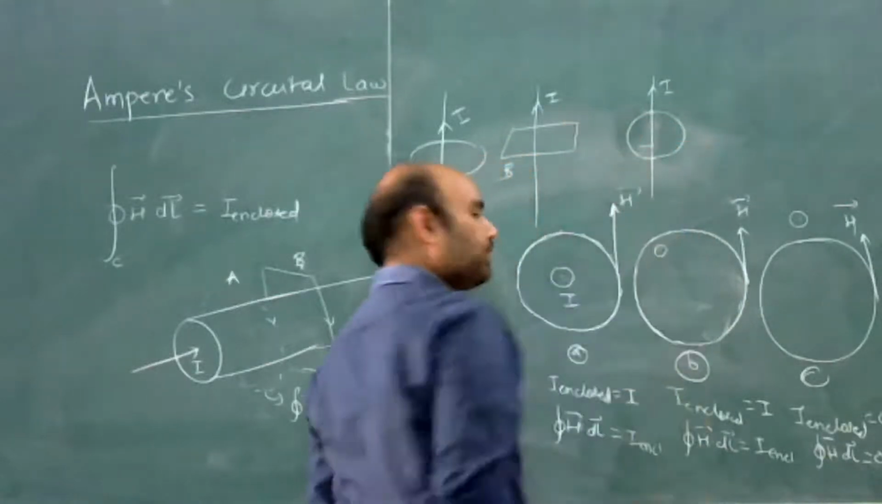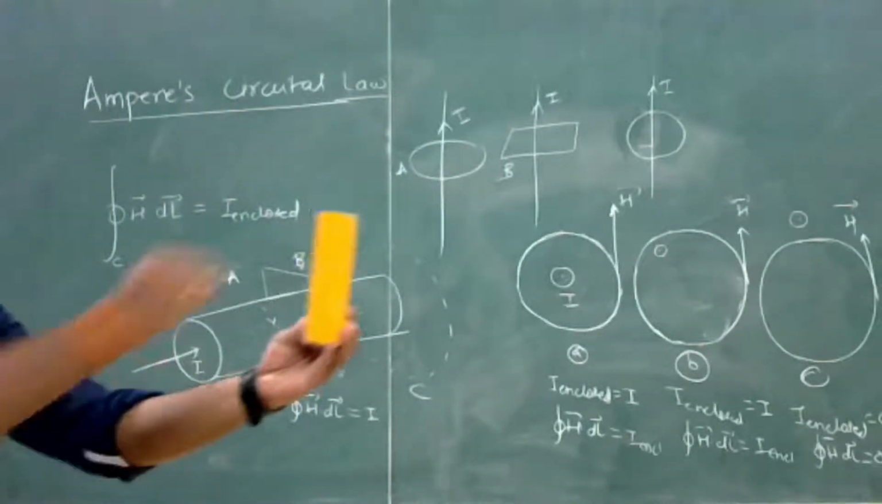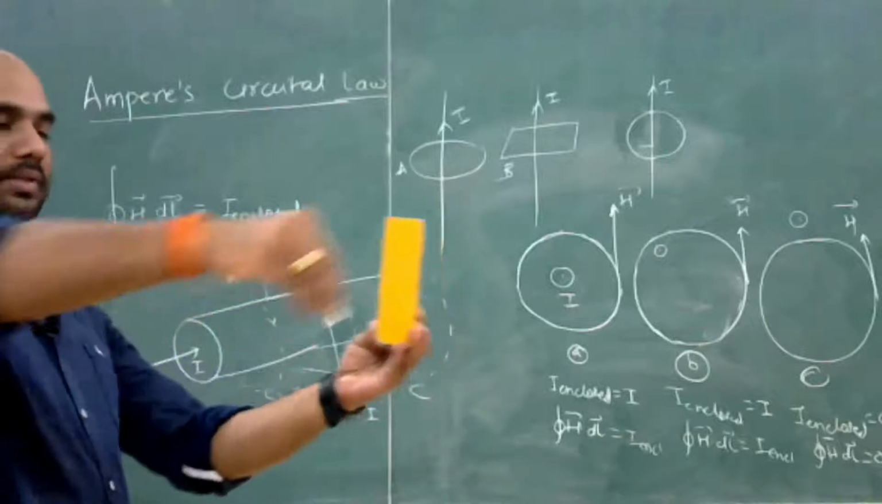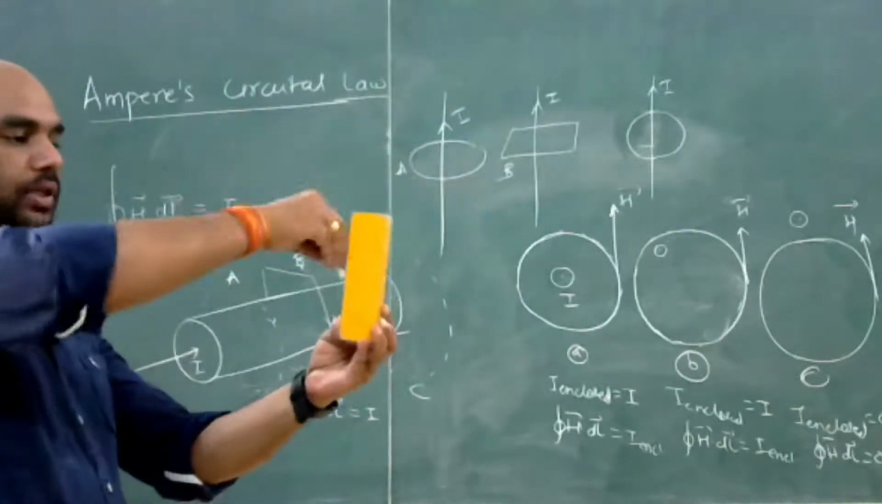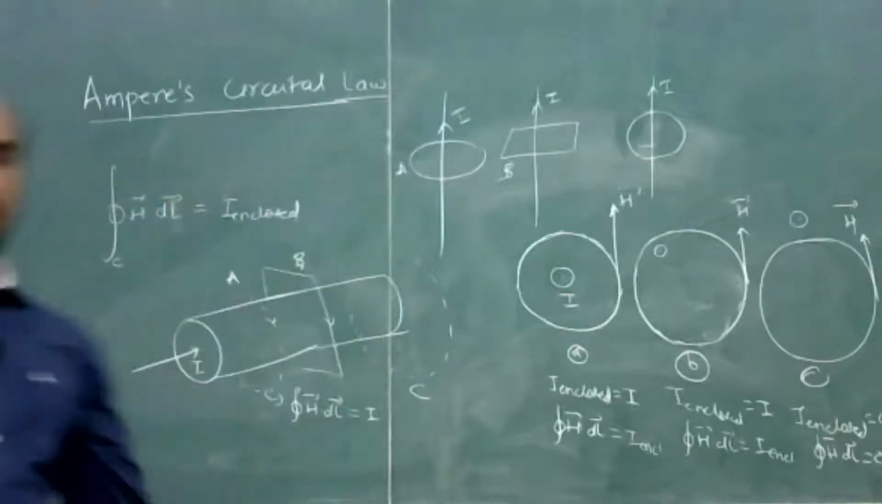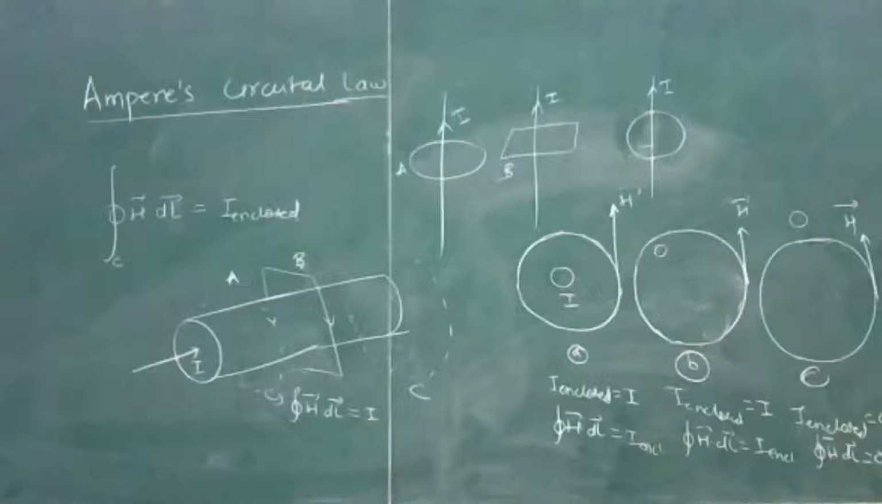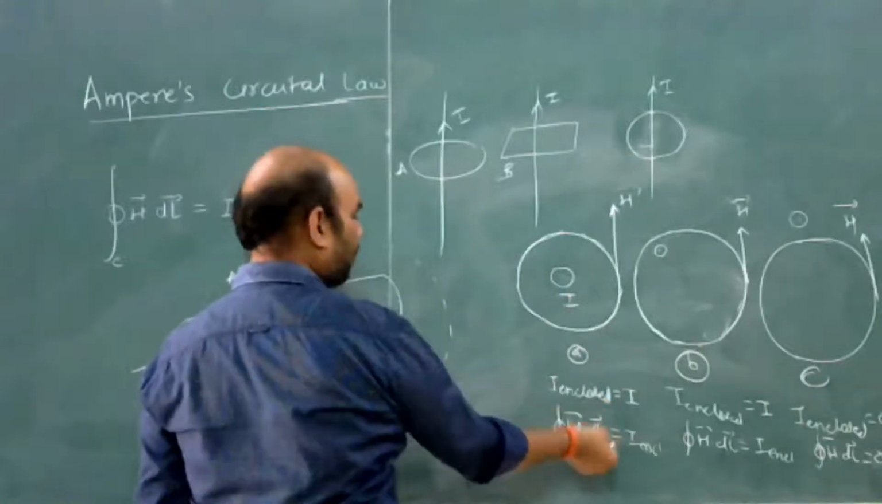So it is enclosing, like this. If it is this conductor, we are taking the loop in such a way that it is passing through the conductor. It is enclosing this conductor also, like this. So what will happen? Here, this is the case: I enclosed will be equal to I.